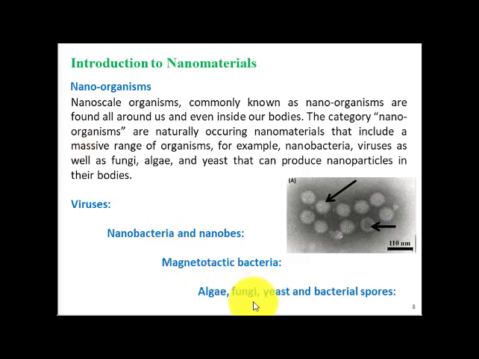The fourth one are algae, fungi, yeast, and bacterial spores. Algae supports the formation of silver nanoparticles, cadmium sulfide nanoparticles. Since very limited studies are available on algae, fungi, yeast, and bacterial, so the possible mechanism for algae-mediated nanoparticle formation are still unidentified. Similarly, fungi are utilized for the synthesis of nanoparticles, and literature suggested that they are excellent candidates for metal and metal sulfide nanoparticle synthesis.